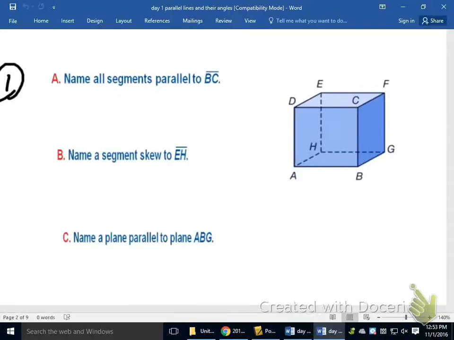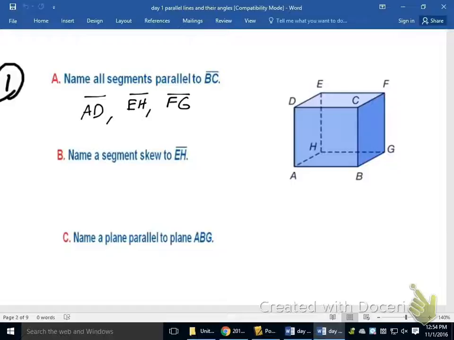Alright, here's example 1, naming all segments that are parallel to segment BC. And by the way, there is an assumption here that this is actually a cube, or at least a rectangular prism. When we look at segment BC, it being the edge of this box, there are 3 segments that are parallel to it. Those would include segments AD, also segment EH on the back of the box, and also segment FG. Those are the 3 segments parallel to segment BC, no more than that.